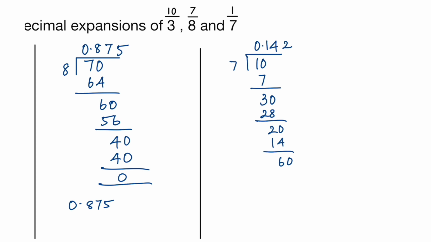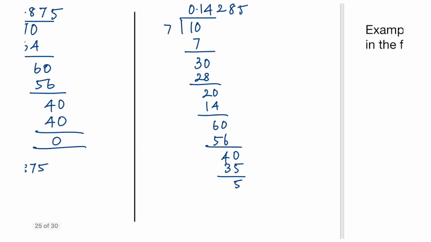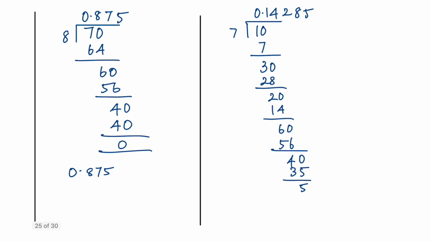7 times 8 is 56, right? And that would give you a remainder... sorry, that would give you a remainder 4. And again you have a 0. 7 times 5 is 35, and that would give you a remainder 5. Okay, and again a 0, and 7 times 7 is 49, and that would give you a remainder 1.